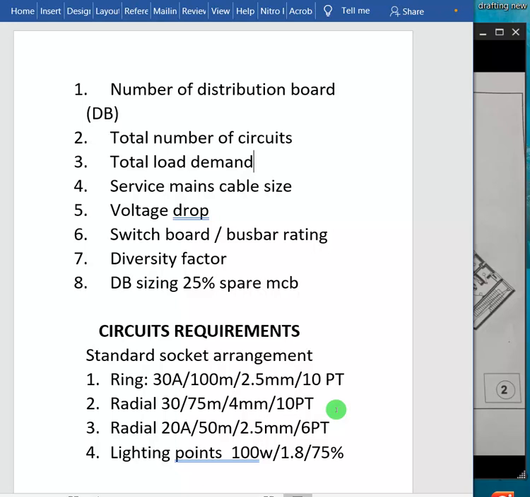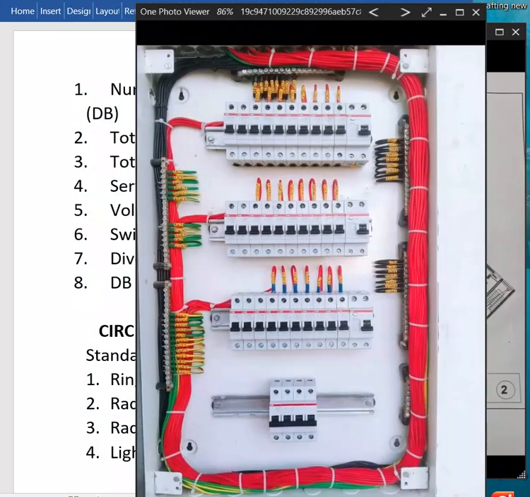You are aware that each distribution board, let me show you the distribution board arrangement. Now, this is the distribution board. The arrangement of the distribution board is such that if we are feeding 3 lines to our incomer breakers, the 3 lines must be evenly distributed. So this one, this one, and this one must be evenly distributed.